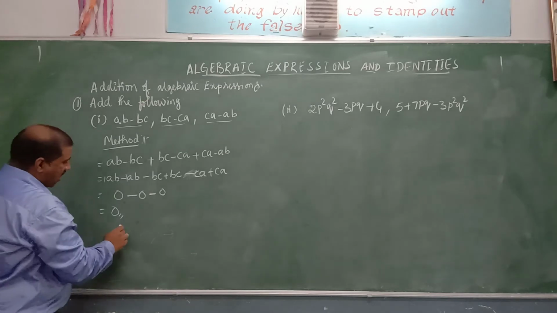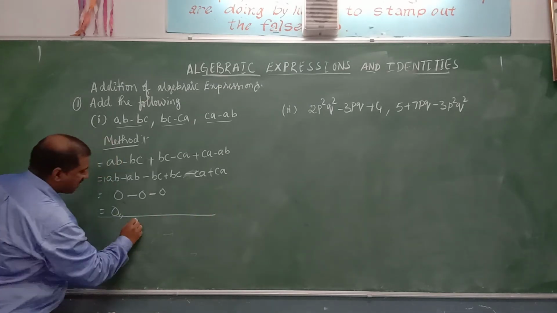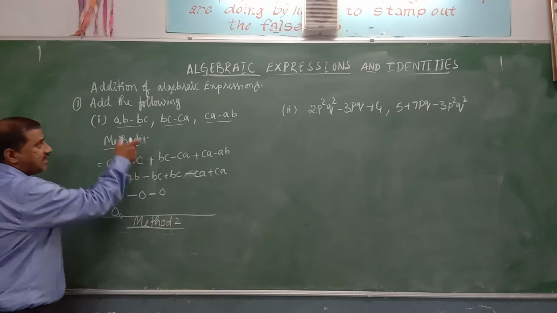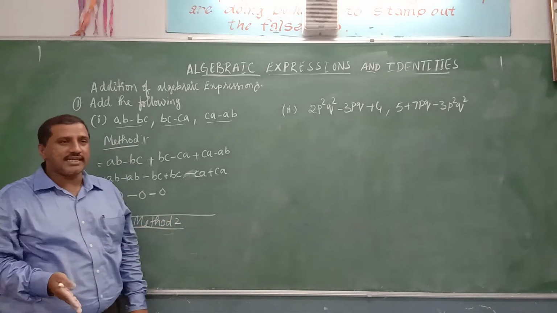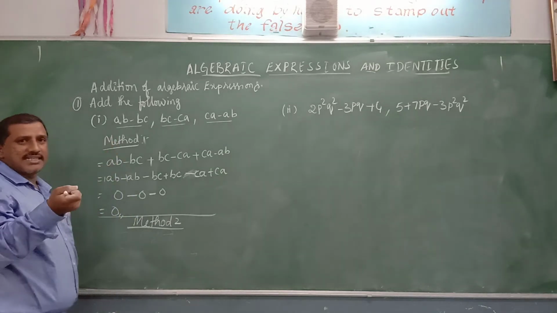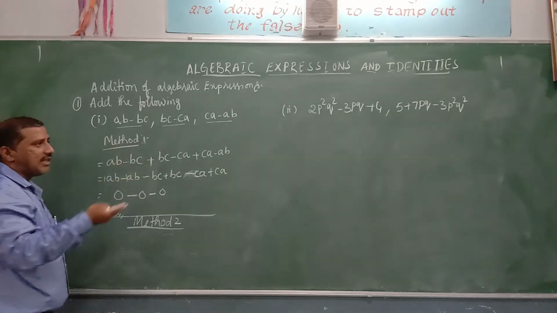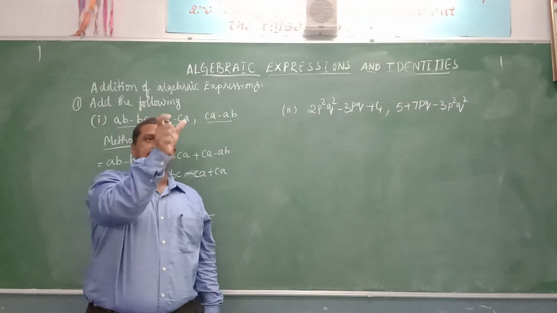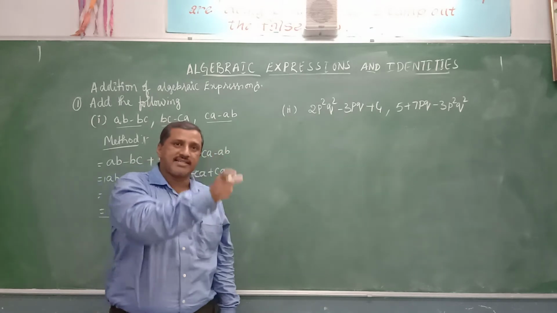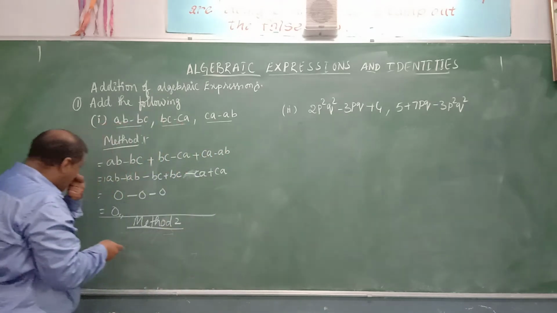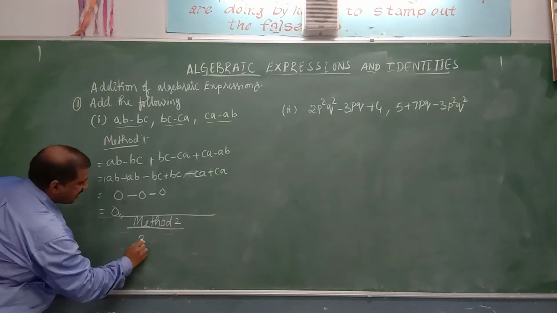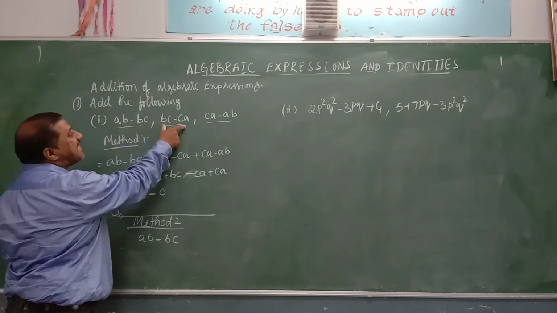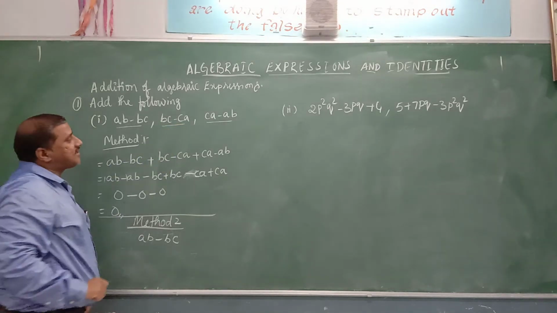The second method is there. What is the second method? In the second method, we will write these algebraic expressions one below the other. Like in numbers, when we are adding numbers, we write ones place digits under ones place, tens place digits under tens place, hundreds place digits under hundreds place. Similarly here, we write like terms together. The first expression is AB minus BC. The second expression is BC minus CA.